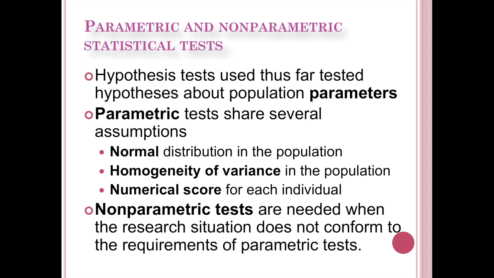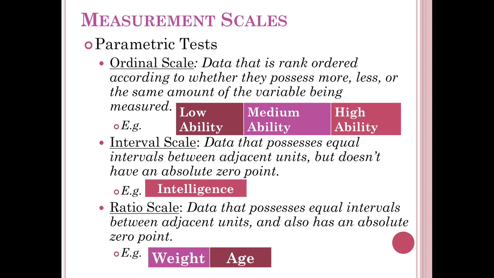Shifting just a little bit, with non-parametric tests, we need these whenever we don't meet all of those parametric test assumptions, right? So maybe we're pulling from a distribution that's not normally distributed, or that violates the homogeneity of variance assumption. Or maybe the data we're looking for isn't necessarily a numerical score. Okay, we're going to use non-parametric tests.